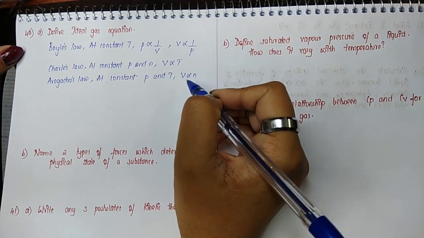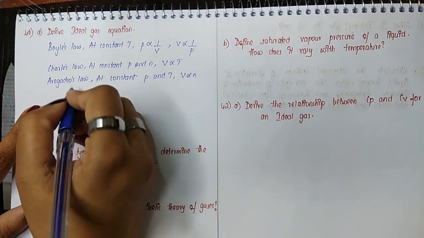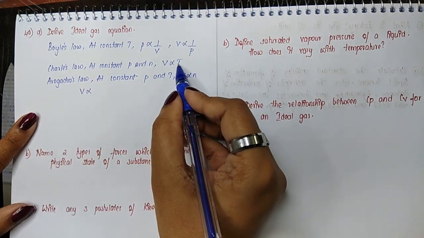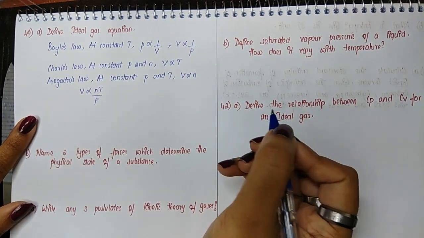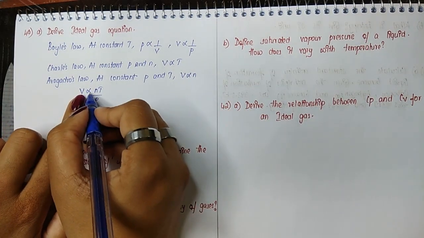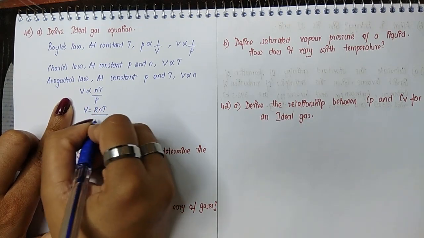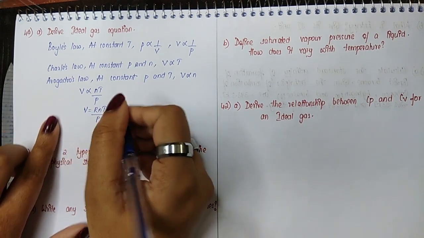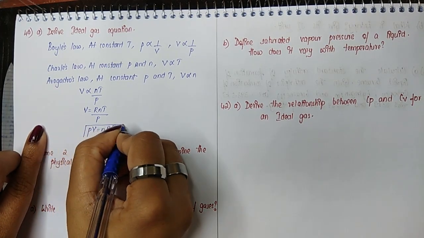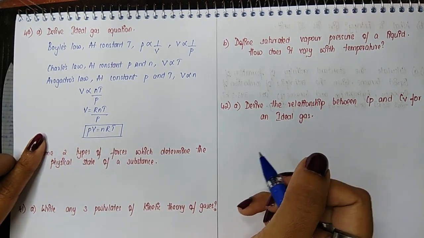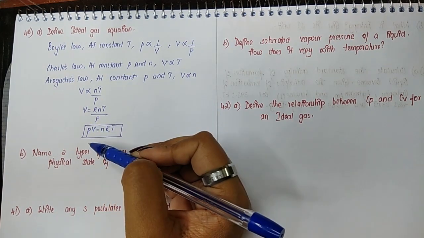So here we have three equations. On the left hand side we have all volume parameter. We'll just combine all of it. So volume is directly proportional to temperature and number of moles and inversely proportional to pressure. Now to remove this proportionality we need a constant. So V is equal to RnT by P. When we just rearrange this, this will be PV is equal to nRT, which is the ideal gas equation. So this way from each law we can derive the ideal gas equation.